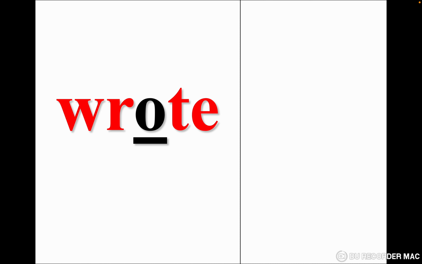So remember, when we have O, you should pronounce it O. All the time when we have O in the past, it should be pronounced O. Wrote. I wrote. You wrote. He wrote. She wrote. It wrote. We wrote. You wrote. They wrote. Let's go to the next verb.